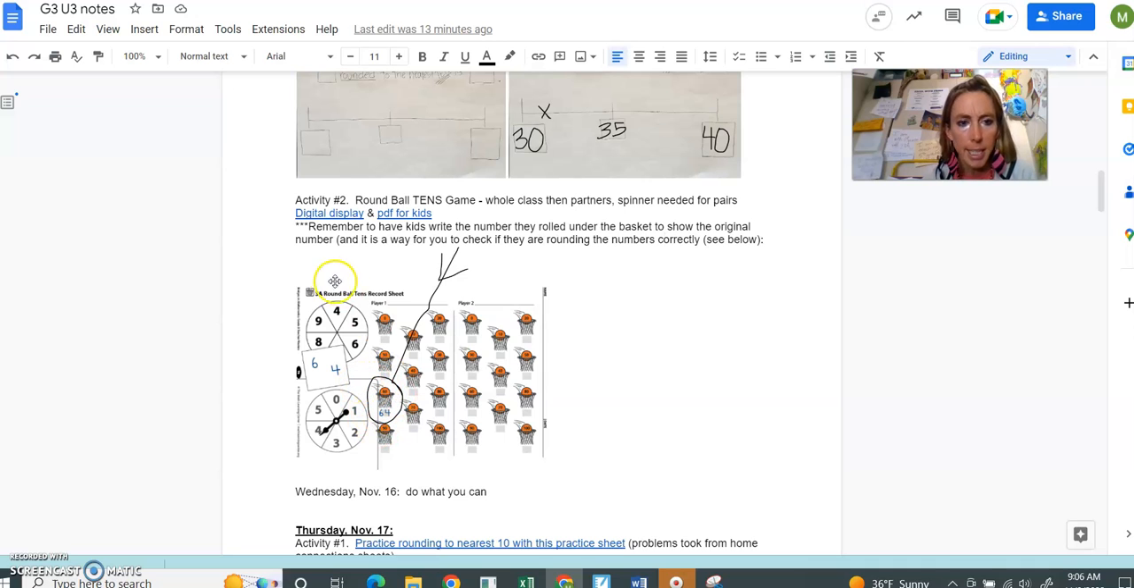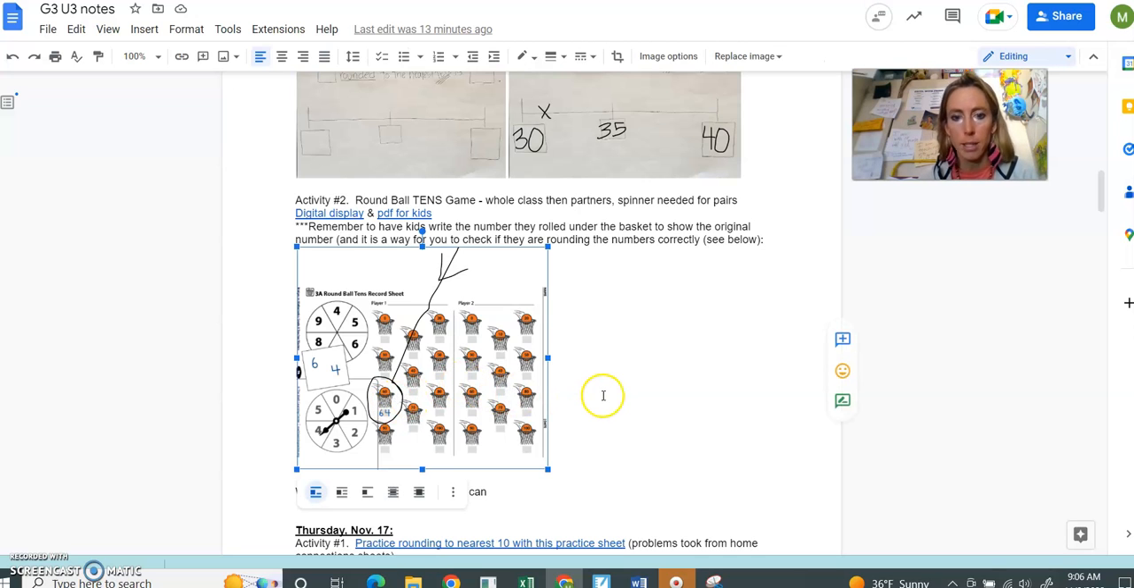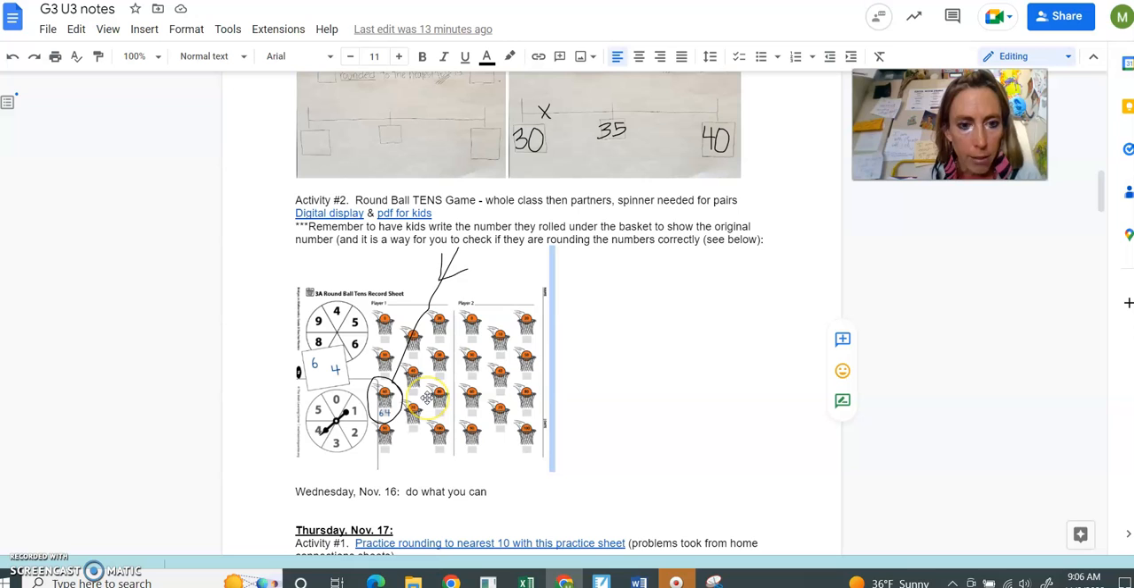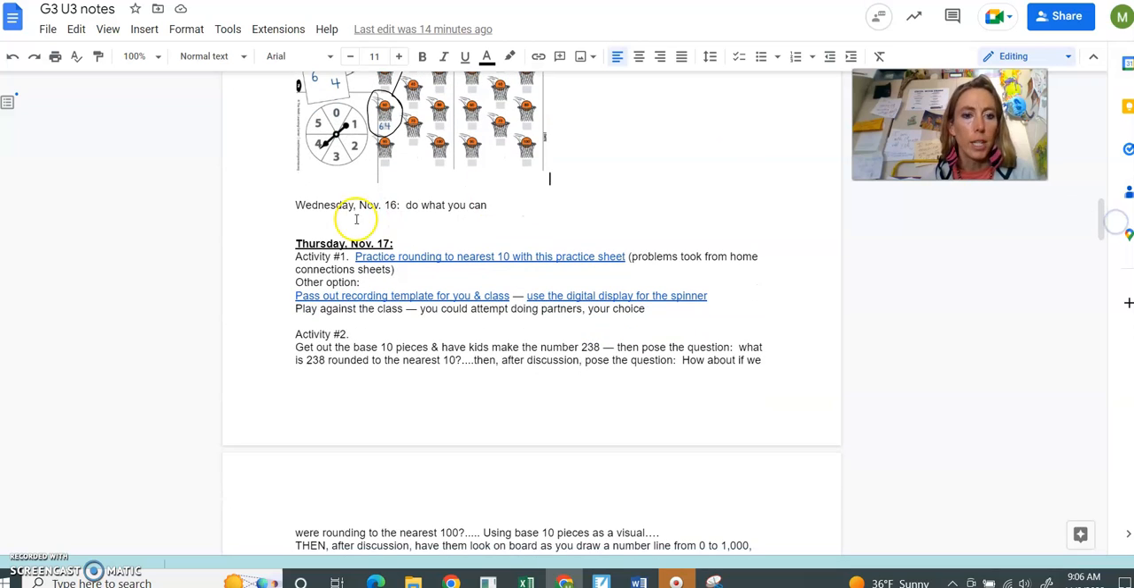As you noticed, I did note, remember to have the kids write down the number that they made, so that you can check it and be like, oh, are they rounding these right? They got the number 64 and they rounded it to 60, it looks like. That's good. They know what they're doing. Whereas they might put the 64 under the 70, and then you're like, hold on a sec, okay? All right, Wednesday, do what you can.